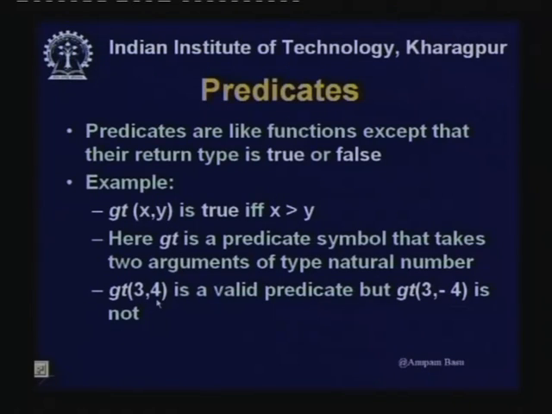Greater than 3 4 is a valid predicate, but greater than 3 minus 4 is not a valid predicate. Why?